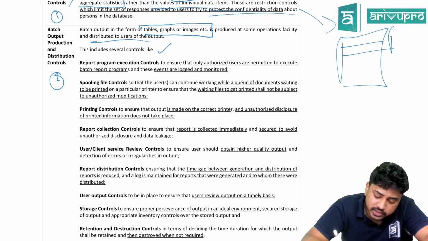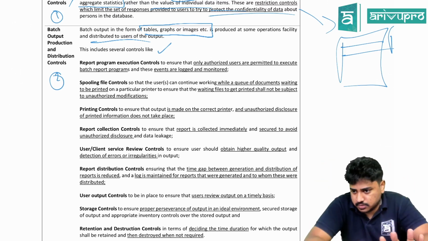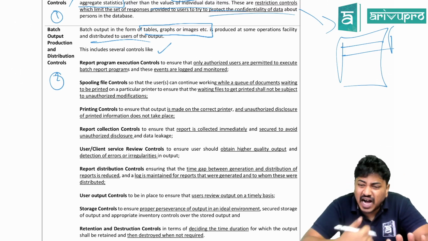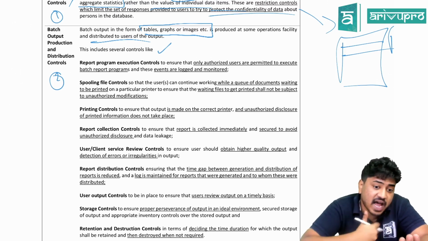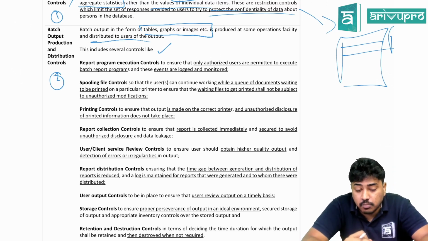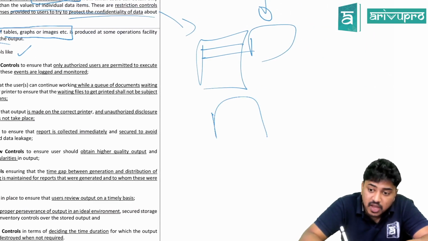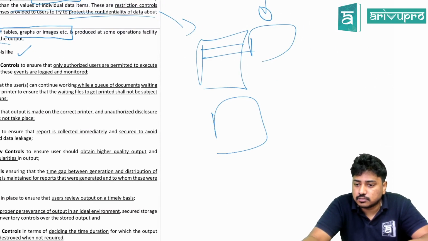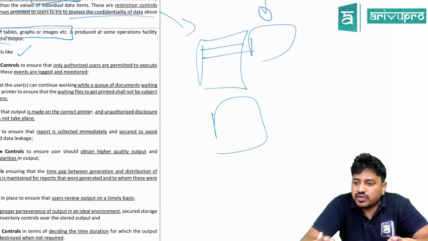This is to ensure only authorized persons are permitted to execute the batch report program, and these events are logged and monitored. That is, let us say there is a database. I have access to the database. I am an employee of the company. But don't you think there should be another control mechanism if I want to print it out? Yes or no?